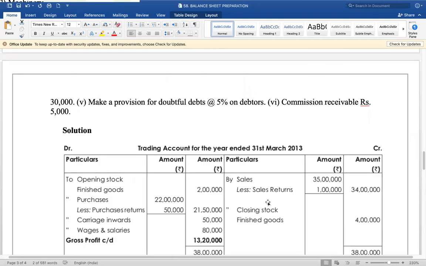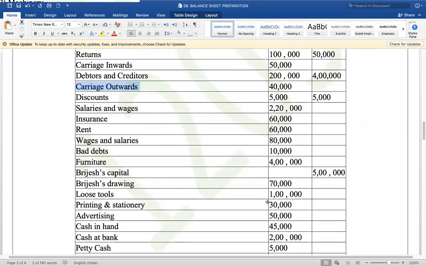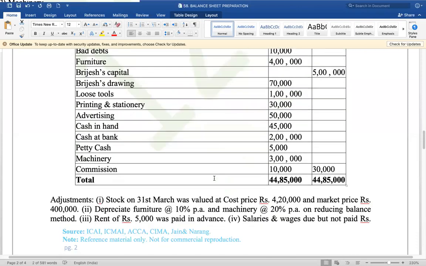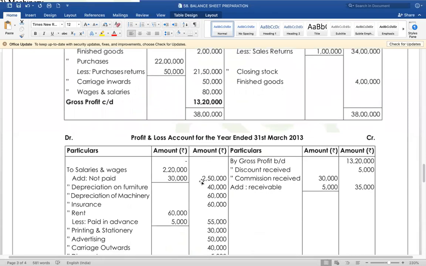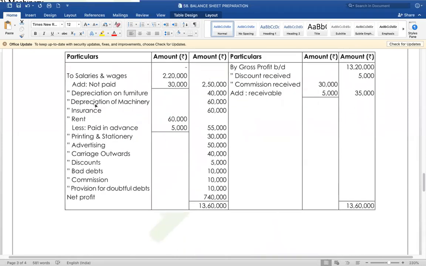Okay, next. What is next? Yes, it is salaries and wages, right? If it is wages and salaries, you're taking it in the trading account. If it is salaries and wages, you will take this amount in the profit and loss account. Salaries and wages is taken in the profit and loss account, 2,20,000.